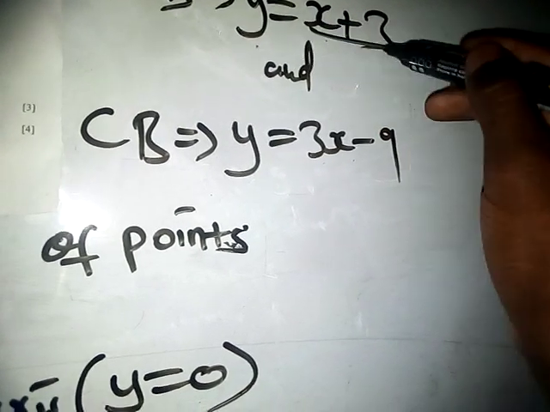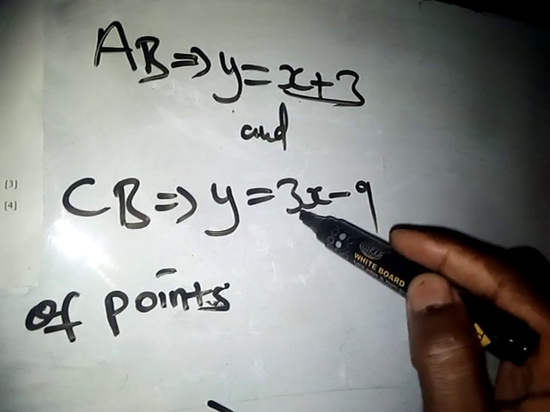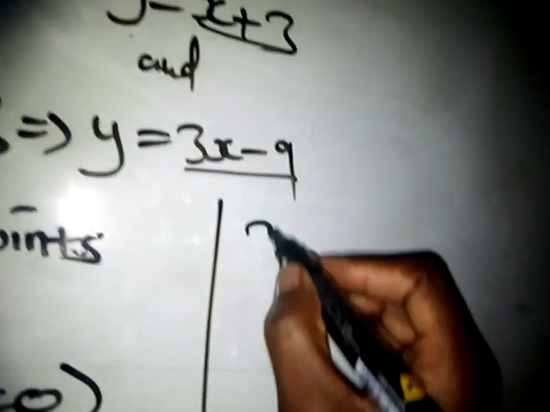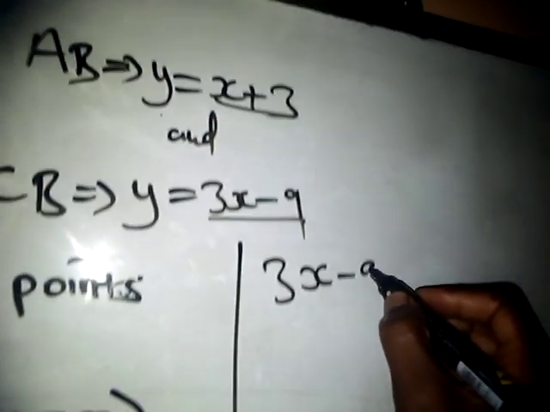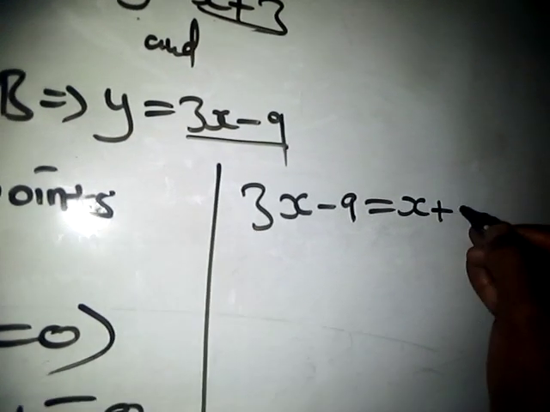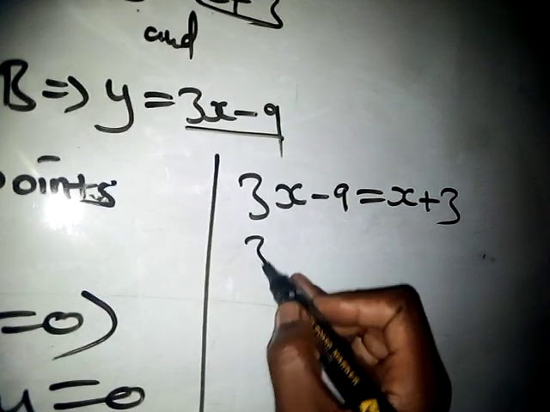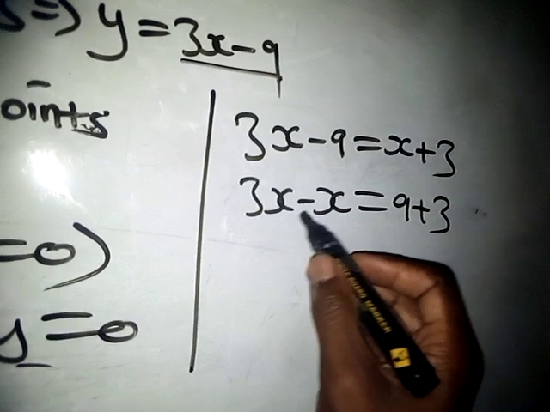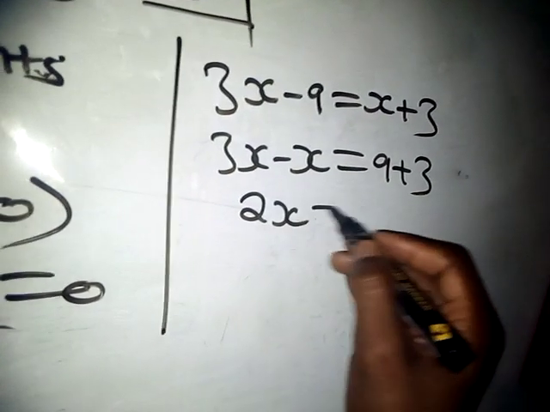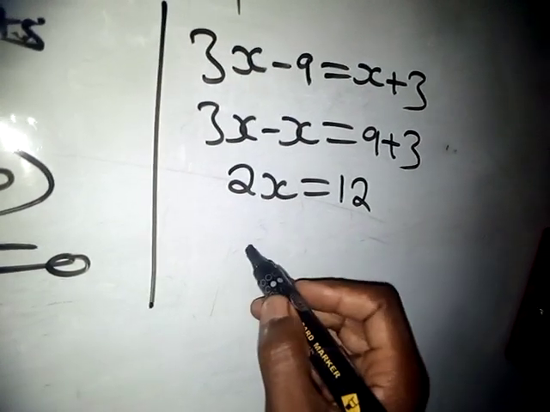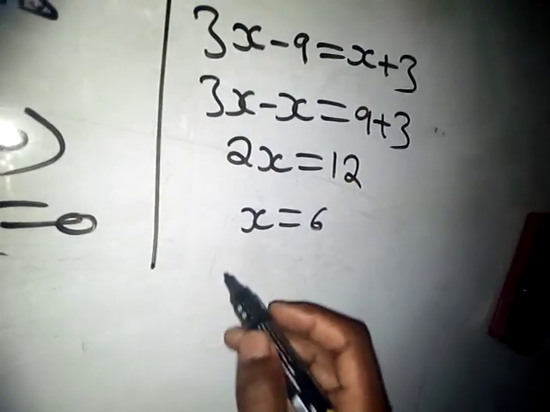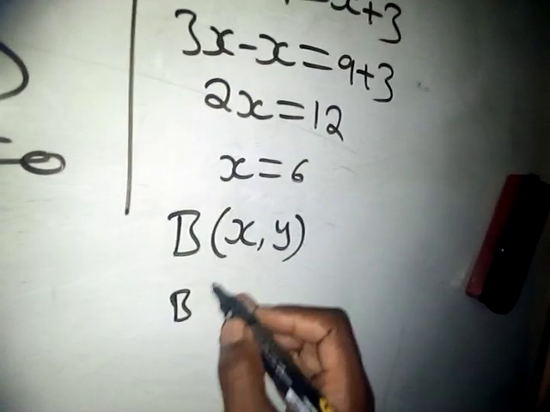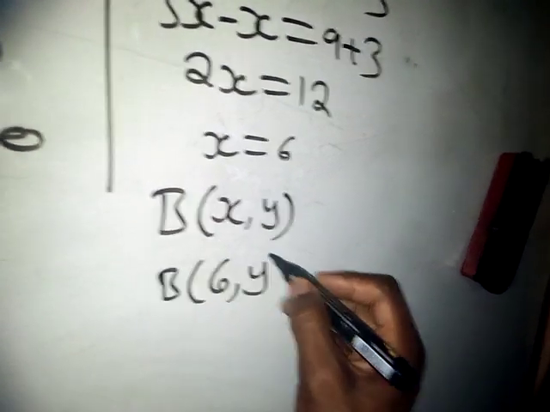So it's logical to equate these two expressions: x plus 3 equals 3x minus 9. Then for x, we say 3x minus x equals 9 plus 3. So 3x minus x is 2x, which equals 12. We divide by 2, and x equals 6. Remember, point B is x comma y. Already we know what x is. X in this case is 6, but y not as yet.